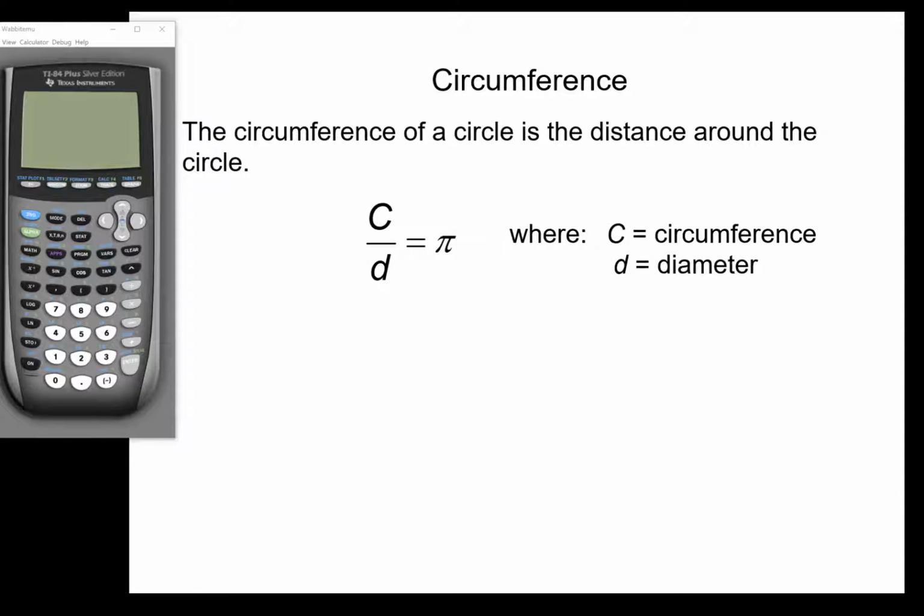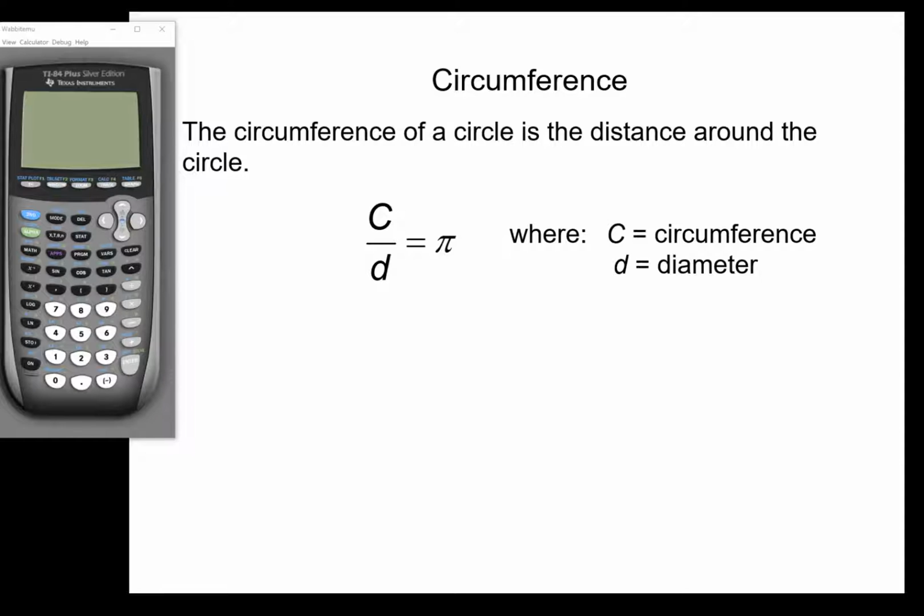Okay, that's enough with radius and diameter. Let's jump in with circumference. The circumference of a circle is the distance around the circle, traveling the curved path from one spot on the circle all the way back around to the exact same spot.